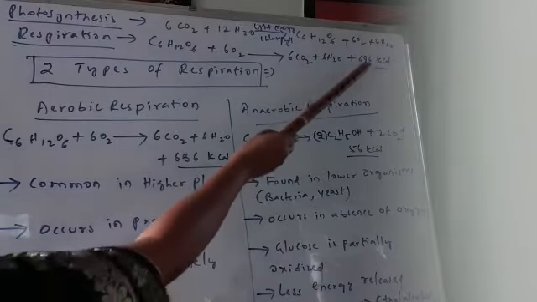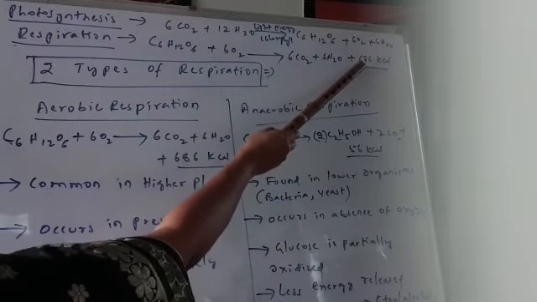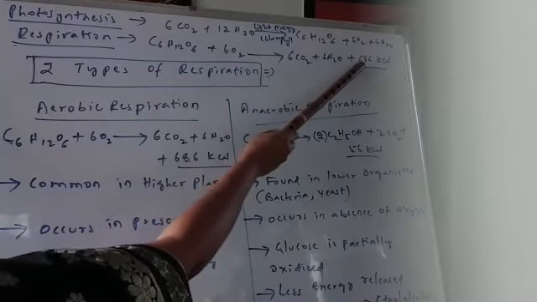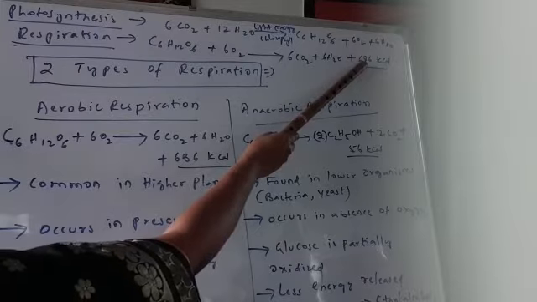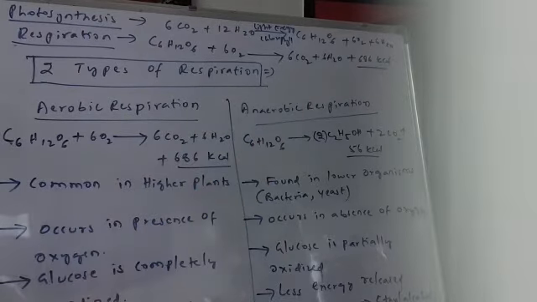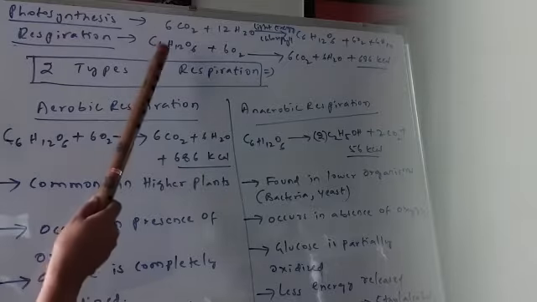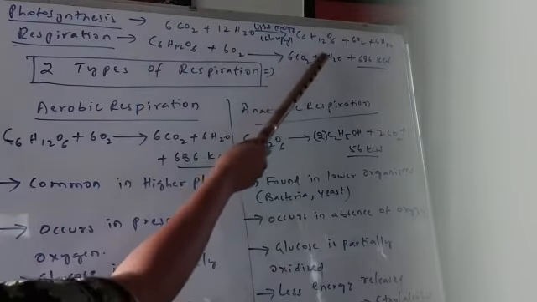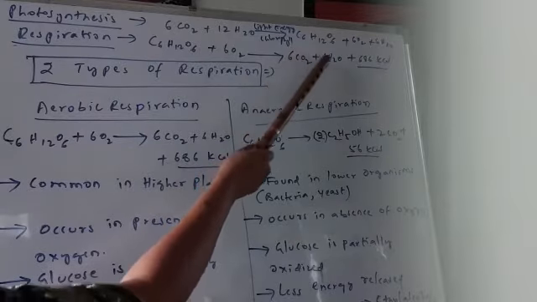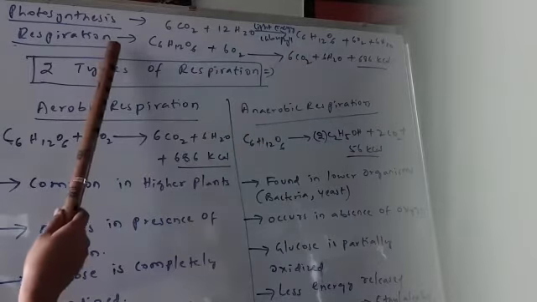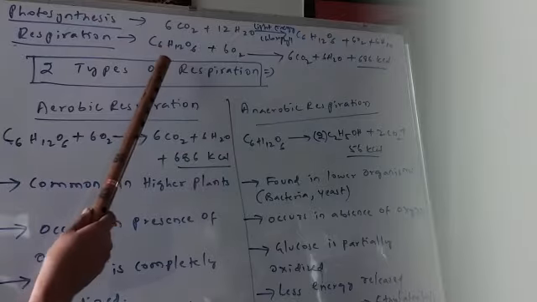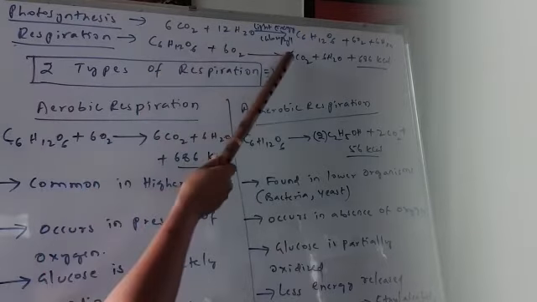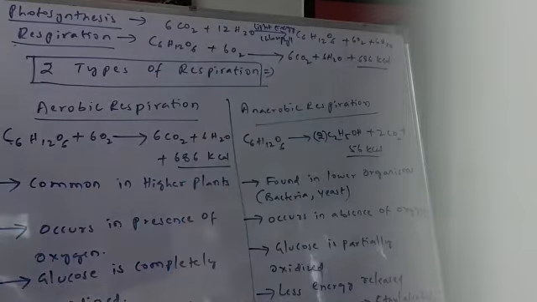Since energy is released during this process, respiration is an exergonic process. And during this process, the large molecule glucose is broken down to release small molecules like CO2 and water. Thus, respiration is a catabolic process, where a large molecule is broken down to small molecules.